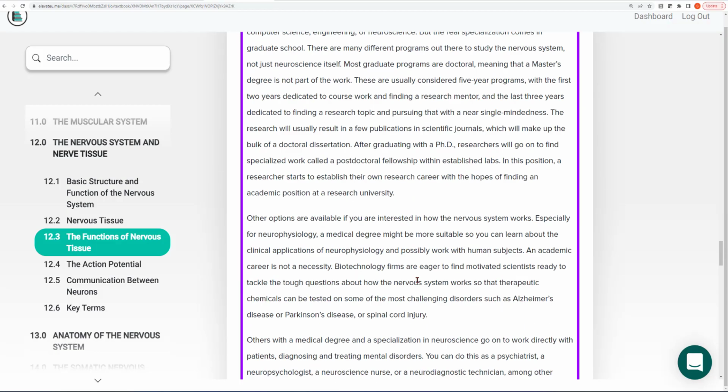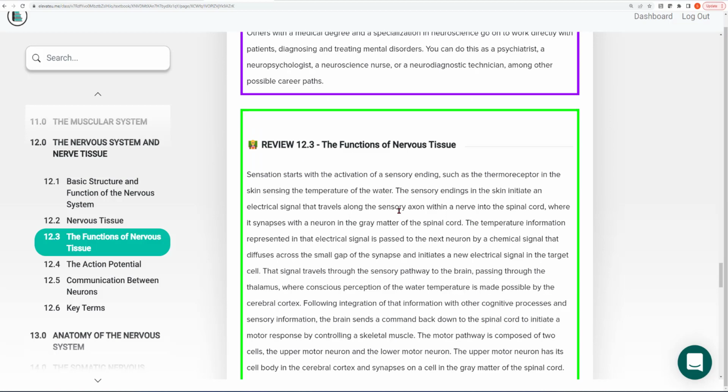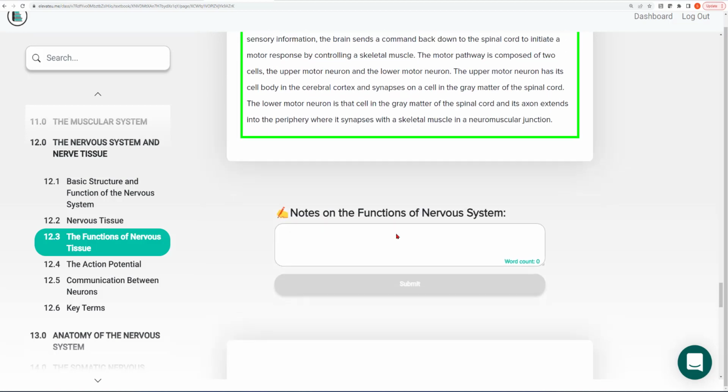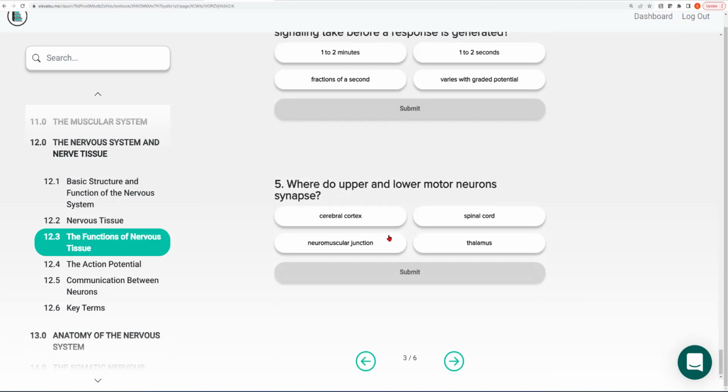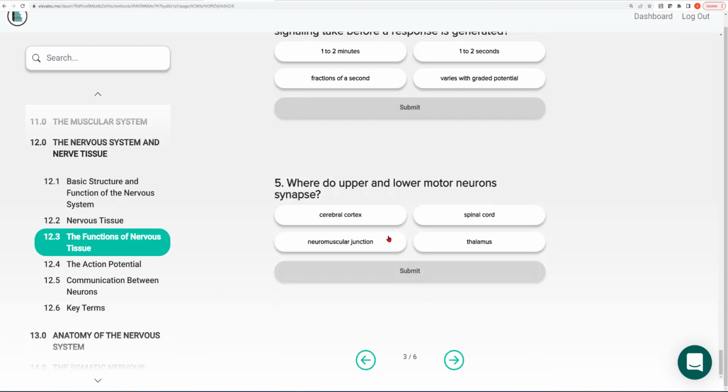That brings us to the end of section 12.3 and the end of the material that you're responsible for in chapter 12. And again, don't forget to answer these questions at the end of each section.